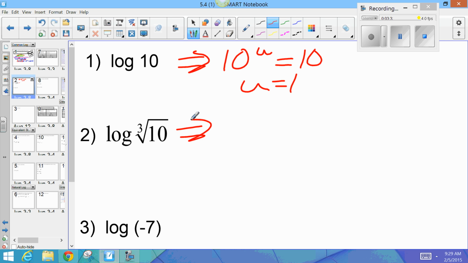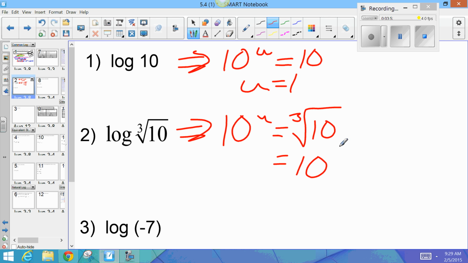This statement here, the log of the third root of 10, the question is 10 to the power of what equals the cubic root of 10. Okay, well, we learned in the previous section that the third root of 10 is the same as saying 10 to the power of 1/3. Okay, so what is u equal to? Well, u is equal to 1/3.